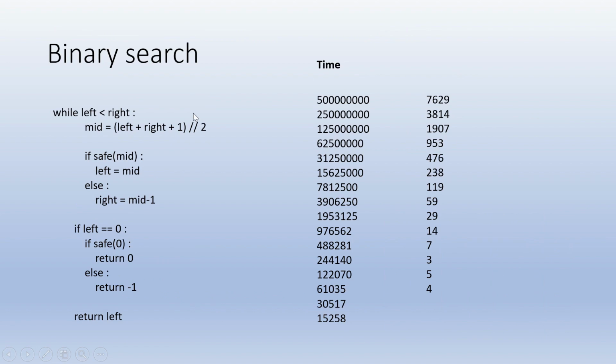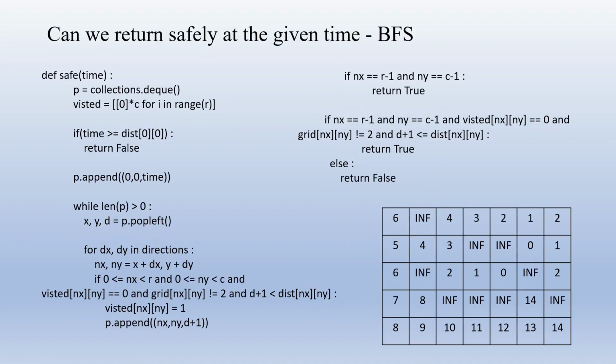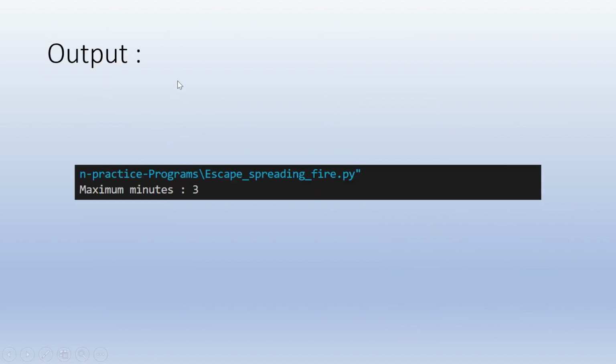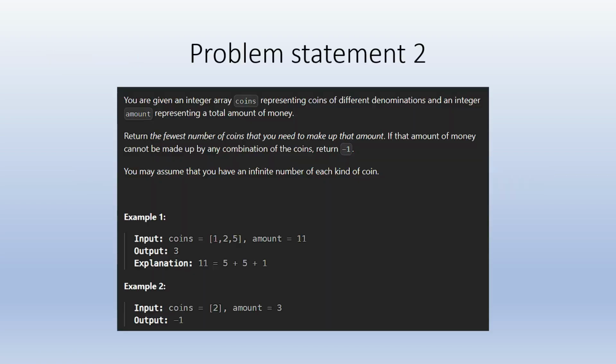Let's see the time complexity of binary search. The range is from 0 to 10 power 9. So the time complexity is O of log U, where U ranges up to 10 power 9. So the overall time complexity is O of log U into R times C. So the output for the second problem is 3. We have seen in the example.